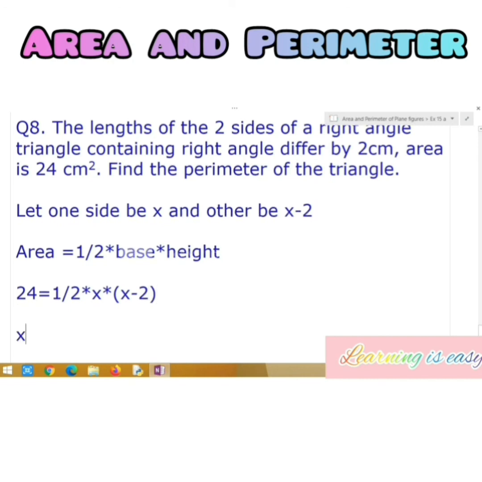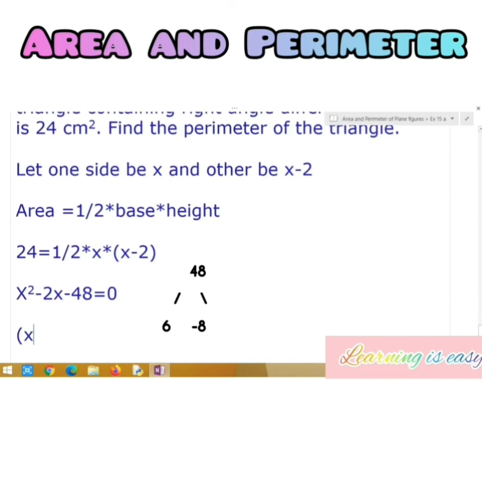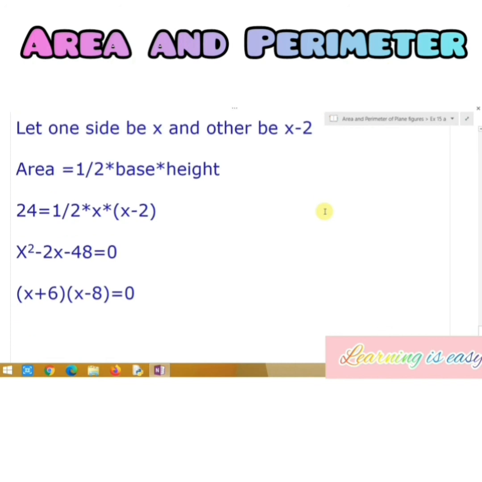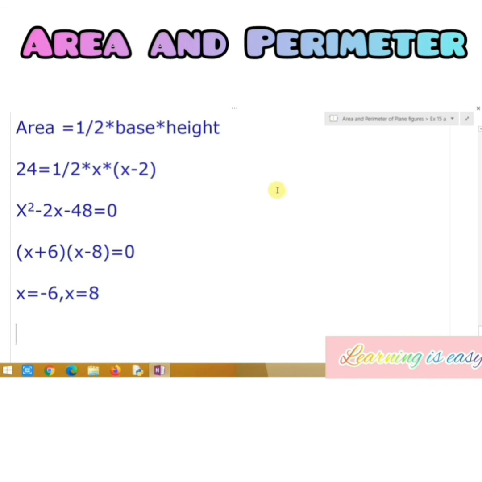That's going to be x square minus 2x. 2 goes from half to LHS. That's going to be 48. Minus 48 can be written as 6 into minus 8. So the factors are going to be x plus 6 into x minus 8 equal to 0. x is minus 6 and x is 8. Again, by taking the positive term, when x is 8, the other term is going to be 8 minus 2, x minus 2. That's going to be 6.